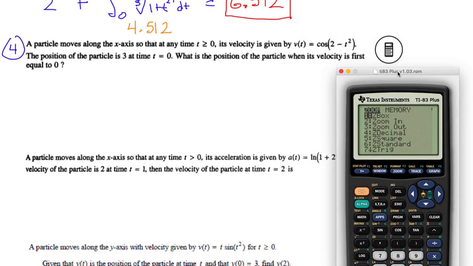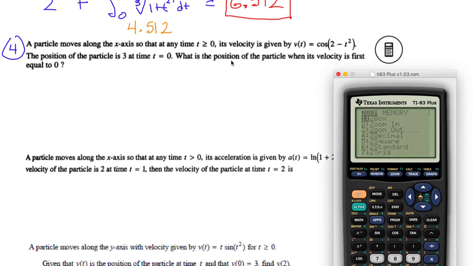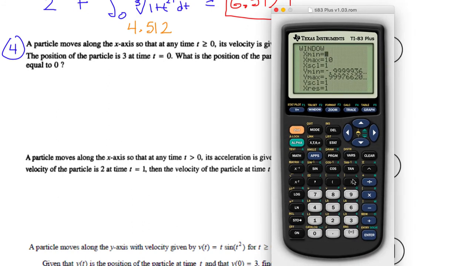Let's see what's happening here. What is the position of the particle when the velocity is first equal to 0? Okay, well, right there. So I'm going to zoom in between 0 and 1. I did way too big. So window, 0, enter, 1, enter, and then let's do zoom 0 again. Zoom into that spot.